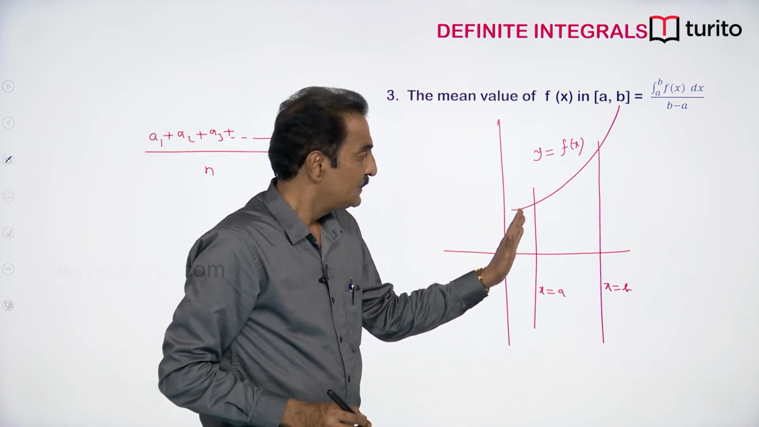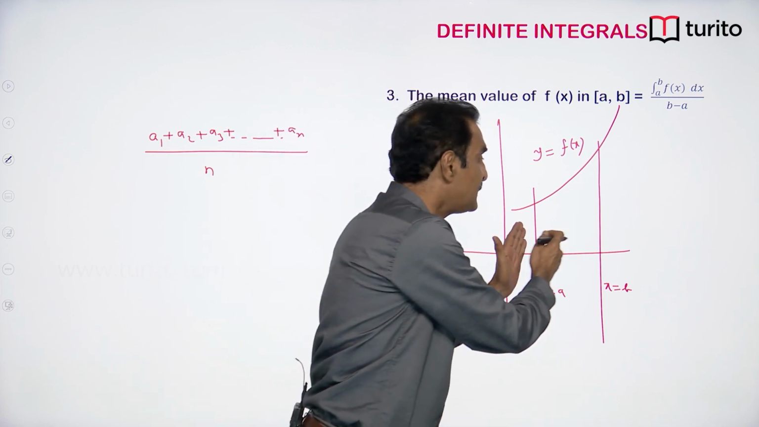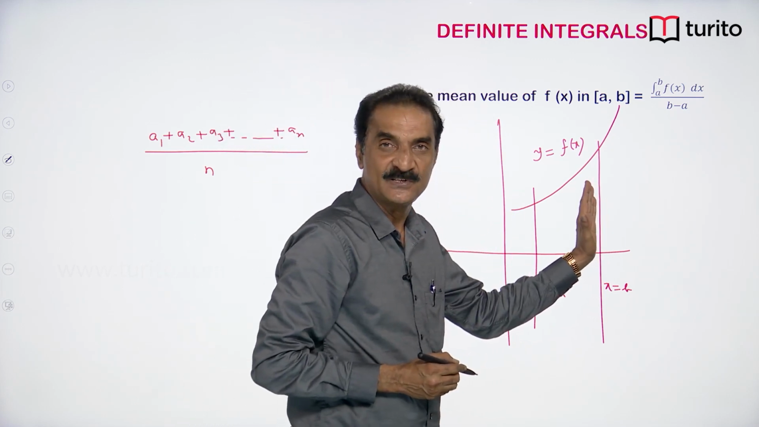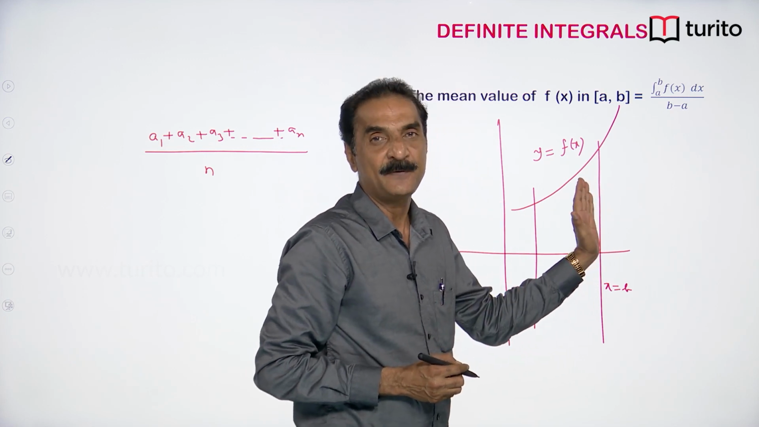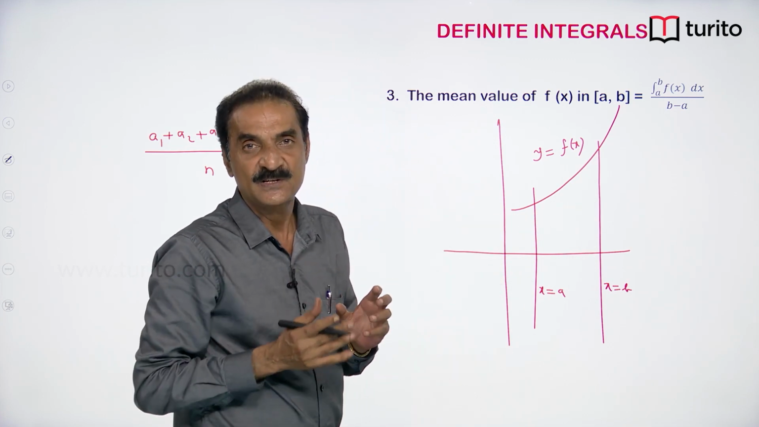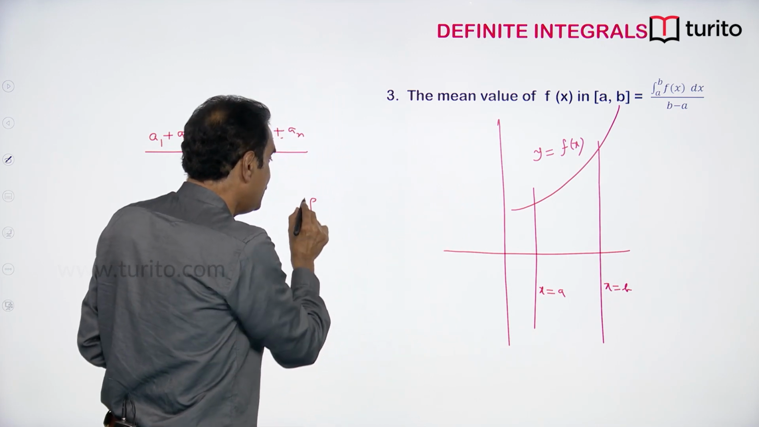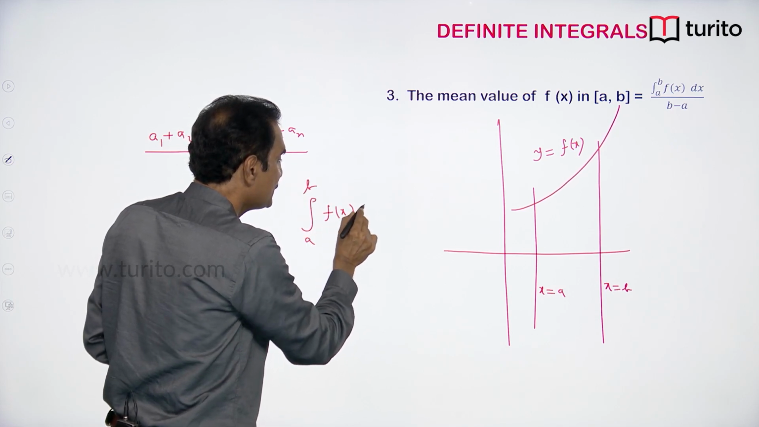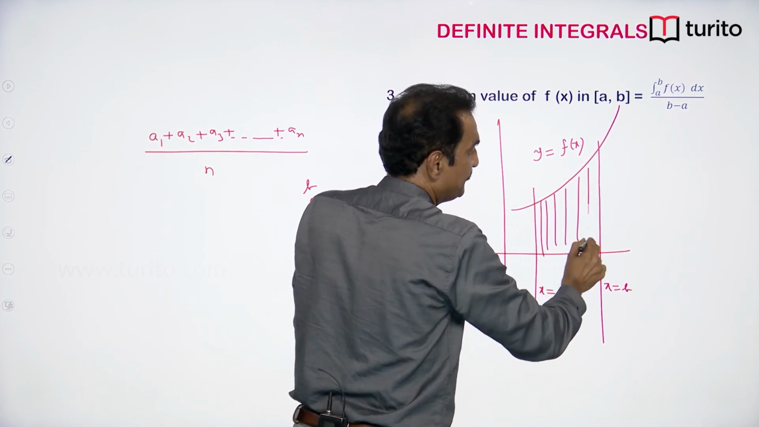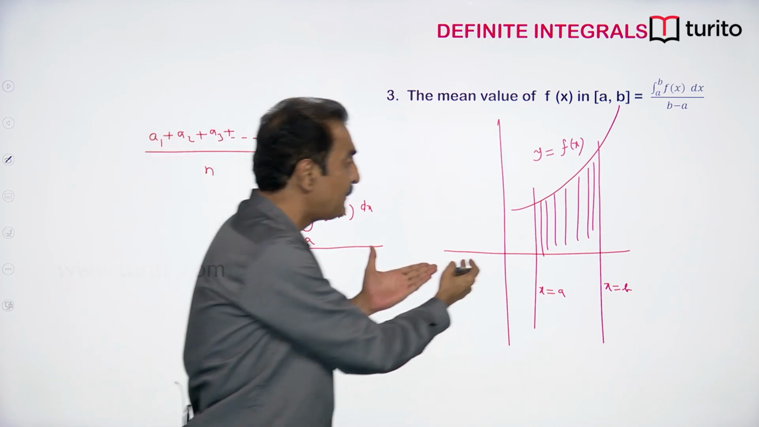Now, the mean value of f of x means the average value of f of x in the interval a to b, which is nothing but the sum of the values of f of x by the number of values. There are infinite values of f of x in this interval. What is the sum of all the infinite values of f of x? It is given by the integral of f of x in the interval a to b. As we have discussed, the definite integral is nothing but the sum of the values of the function. So, integral a to b f of x dx is the sum of all values of the function in the interval a to b, divided by the number of values will give you the mean value, but the number of values is infinite.